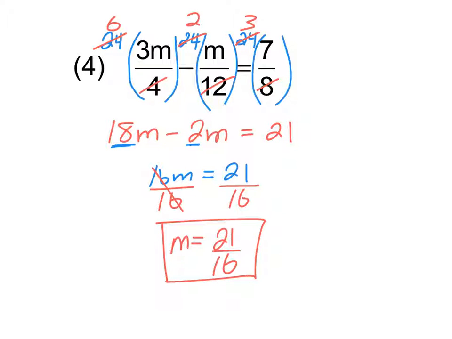Now, if you're not sure if it's something that can be reduced, let your calculator do the work. All right, so what you would do is type in 21 divided by 16 in your calculator, and then hit math, enter, enter. That's math frac. The math menu, and then it converts over into the fraction form.